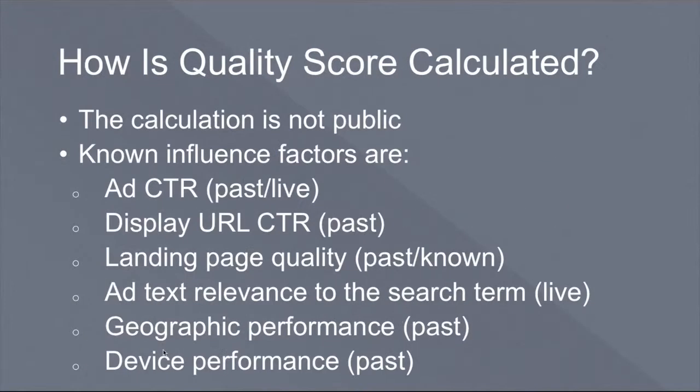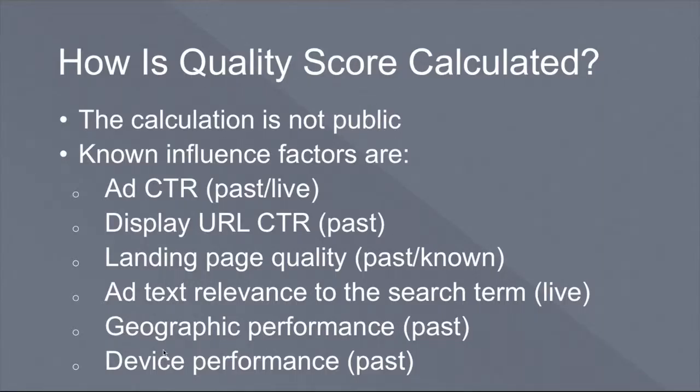So, how is it calculated? First thing, nobody actually knows. The calculation is not public. Anybody who claims to know is working on inference and assumption. They are not working on facts, other than Google have confirmed some of the ranking factors. If you look at Google documentation, they confirm some of the factors, and I've listed them on the page. They do not confirm the calculation anywhere.